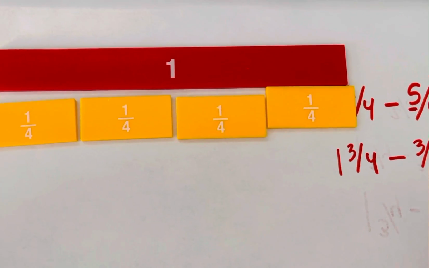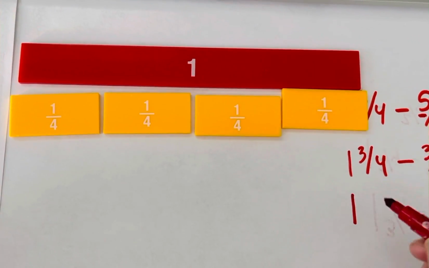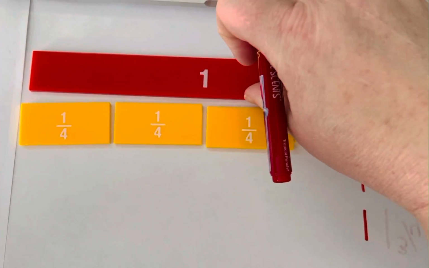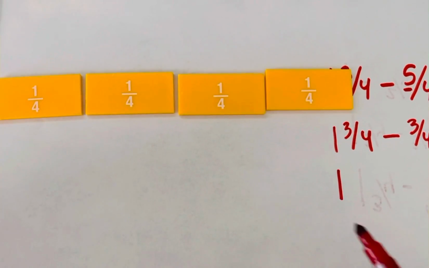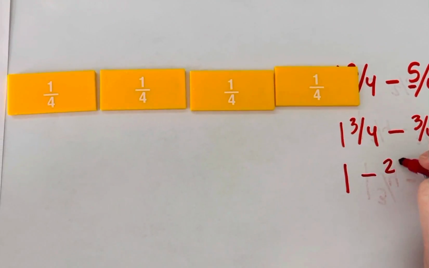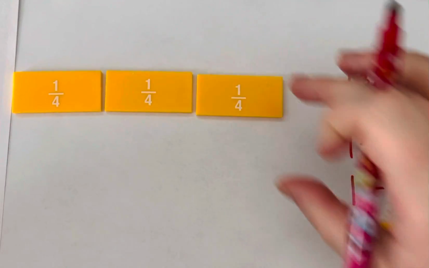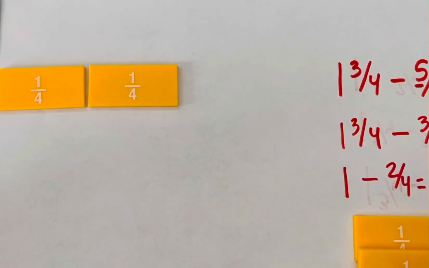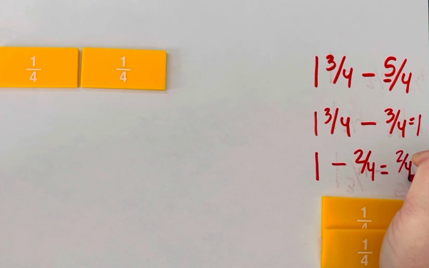We know we still had 2/4 left to take away, so we had 1 whole, and we're using it and we're trading that now so that we have fourths instead of whole numbers, and we still had 2/4 to take away. Let's take our 2/4 away. 1/4, 2/4, and I am left with 2/4.